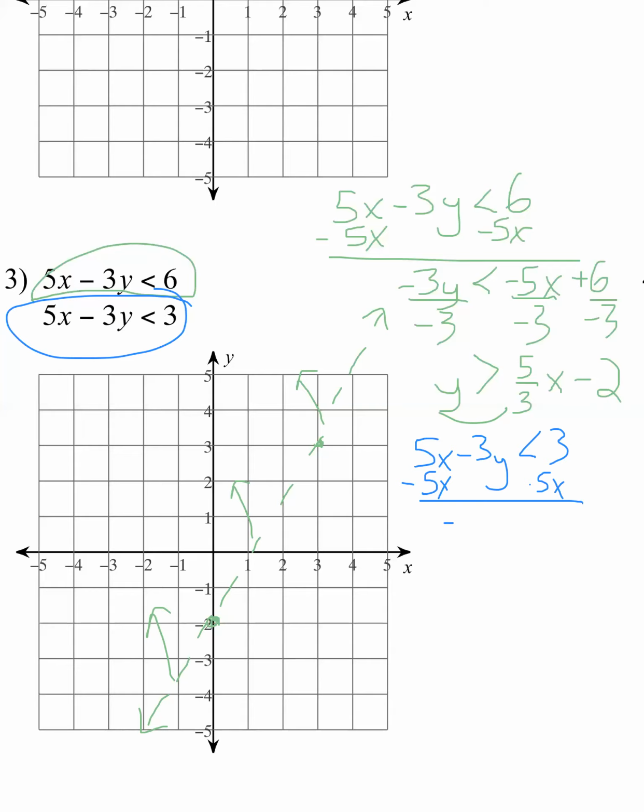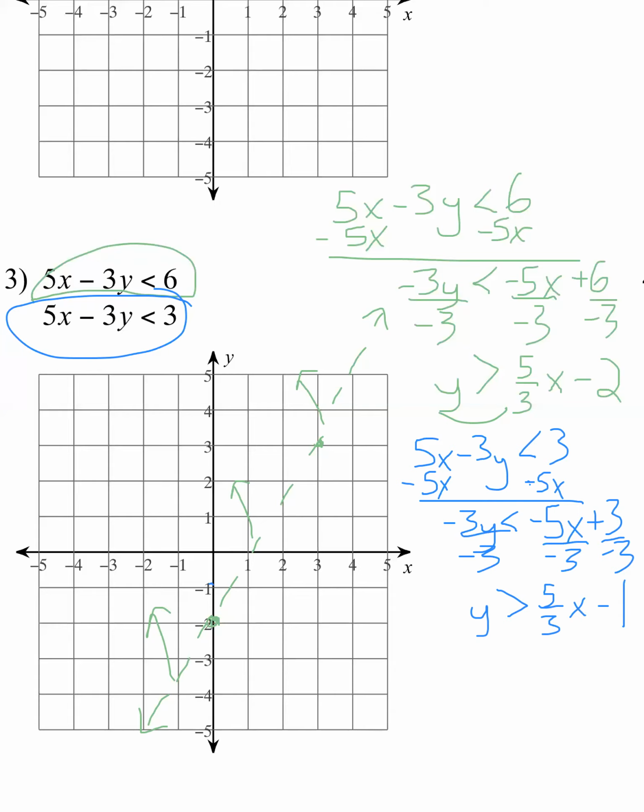So I get negative 3y is less than negative 5x plus 3, and divide everything by negative 3. Again, because I'm dividing by a negative, I've got to flip that symbol over. I get a positive 5/3 again, and then positive 3 divided by negative 3 is a negative 1. Okay, let's graph this one.